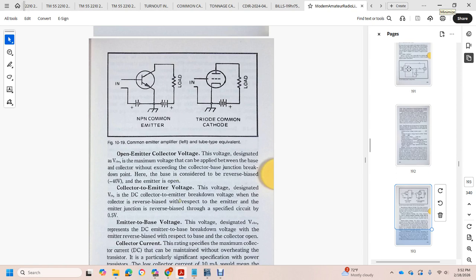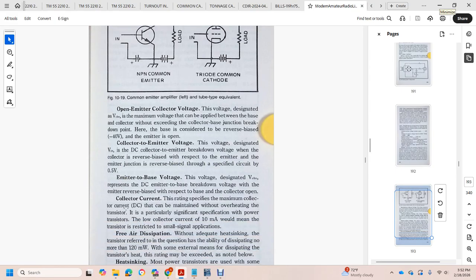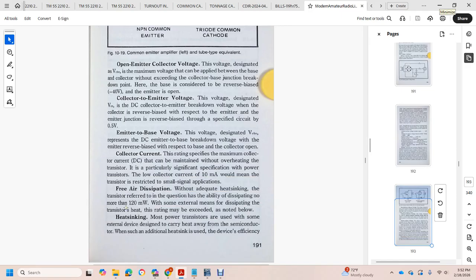There is also the open collector emitter voltage, designated VEBO, the DC collector emitter breakdown voltage when the collector is reverse biased with respect to the emitter and the emitter junction is reverse biased, with a specific circuit of 0.5 volts emitter to base voltage. It is designated as the DC emitter base breakdown voltage, with the emitter reverse biased with respect to the base.